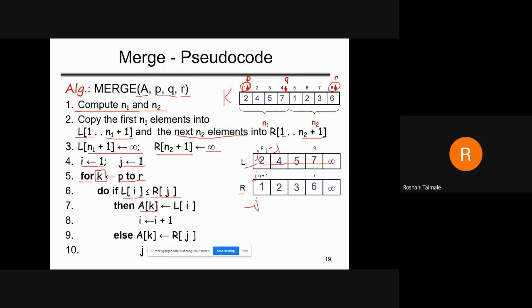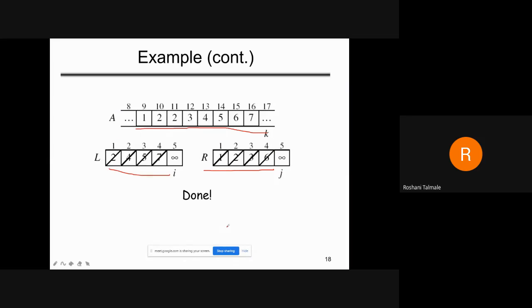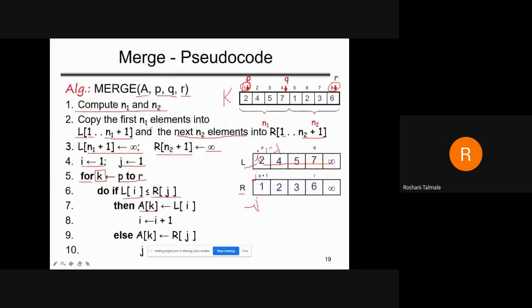I'll show you in the diagram, which I have just explained. This is the K value. So we are comparing L of I with R of J. Whichever value is smaller, we have to keep in A of K. Then every time we increment I by 1.